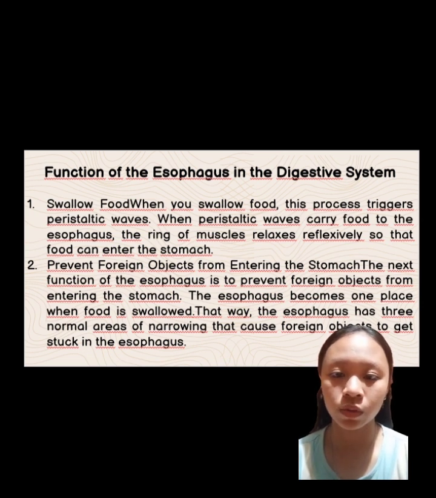2. Prevent foreign objects from entering the stomach. One function of the esophagus is to prevent foreign objects from entering the stomach. The esophagus becomes narrow when food is swallowed. That way, the esophagus has three normal areas of narrowing that cause foreign objects to get stuck in the esophagus.